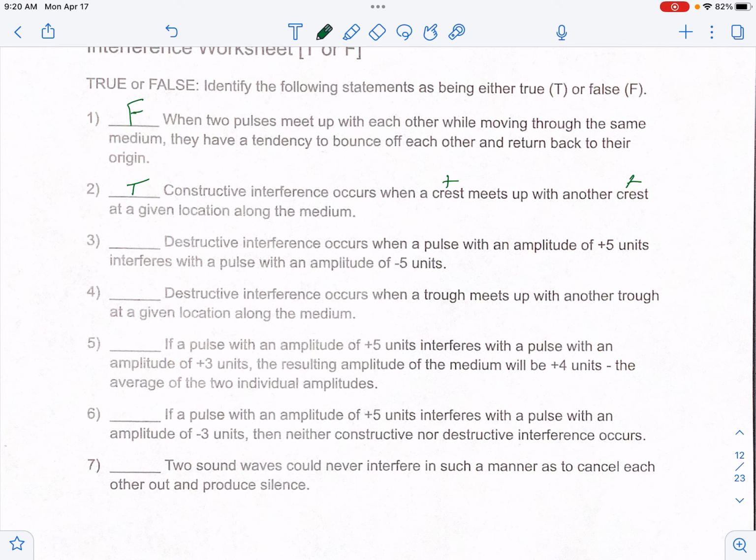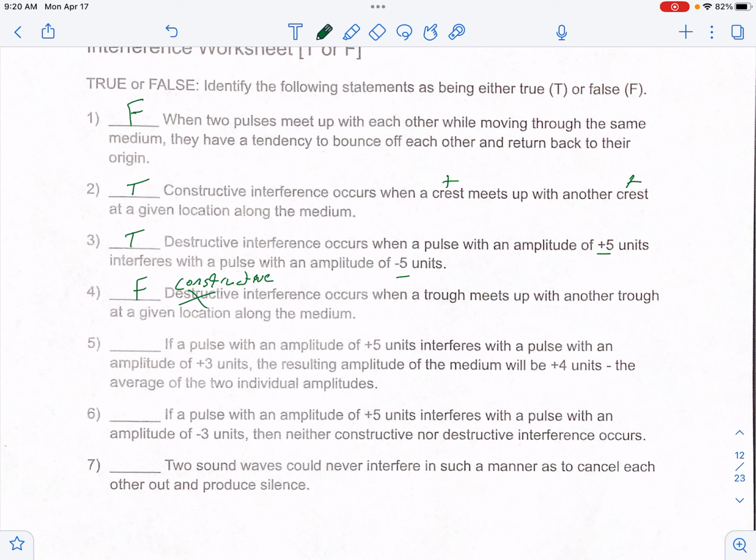3, destructive interference occurs when a pulse with an amplitude of 5 units interferes with a pulse with an amplitude of -5 units. Yep. So I have a +5 and a -5, so those are going to cancel each other out, so that is going to be destructive. 4, destructive interference occurs when a trough meets up with another trough at a given location along the medium. That is false, okay? That would still be constructive. Whether it's a top or a bottom meeting, that is constructive interference.